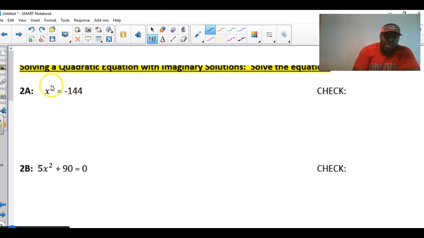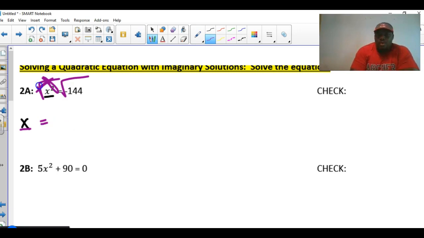This first part right here, we have x squared equals negative 144. You guys have solved equations, so hopefully you remember that when you solve for x, let's first address it. I want to solve it for x. So to isolate x here, I need to get rid of this square. To get rid of the square, I'm going to take the square roots of both sides of the equation, okay? So when I take the square root on both sides, this cancels the square, and the square goes away. They negate each other, so I'm left with just x.